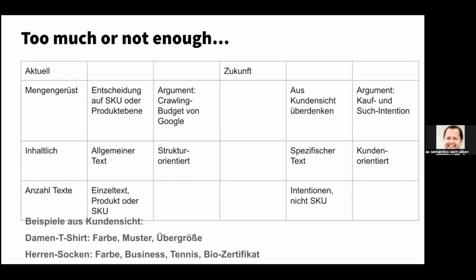So the future approach is more focused on the customer. So yes, the product is available in oversizes, it is available in different colors, and there are different patterns, for instance. So this is something that has to come first. As for socks, for instance, you have the colors, but you also have business socks or tennis socks, or different certificates for organic cotton. This is information that is important. That's something that your customers search for, because your customer has a search intent, and that's important for your customer.